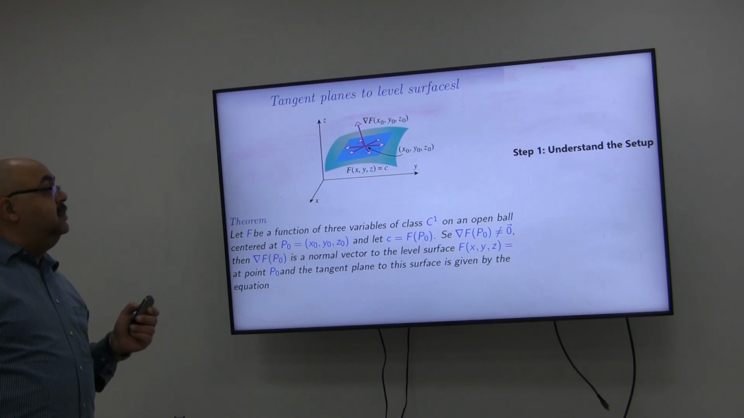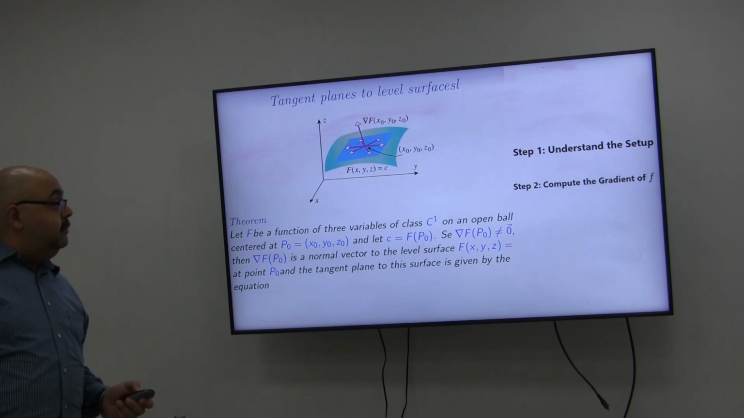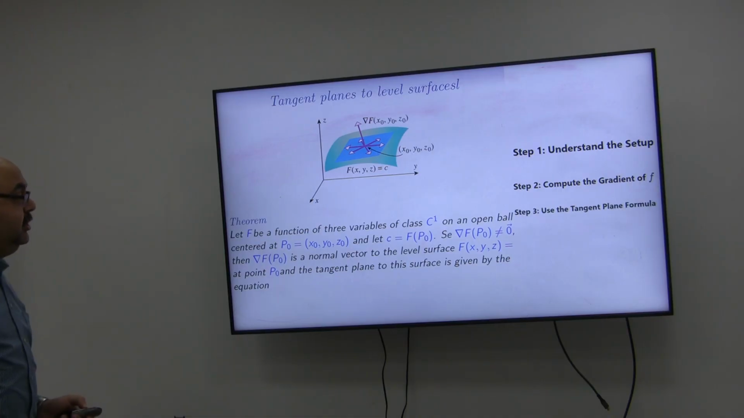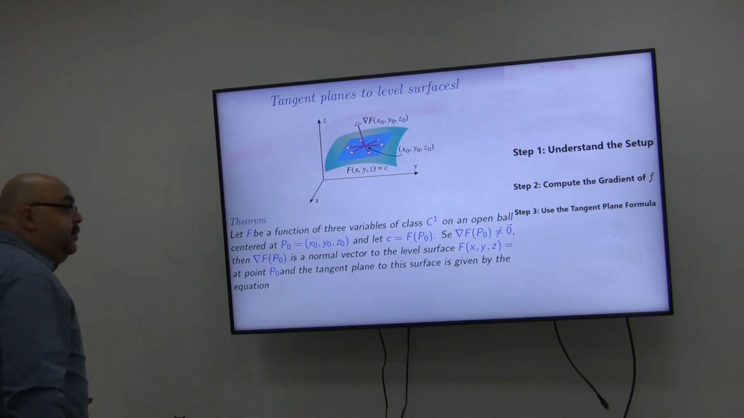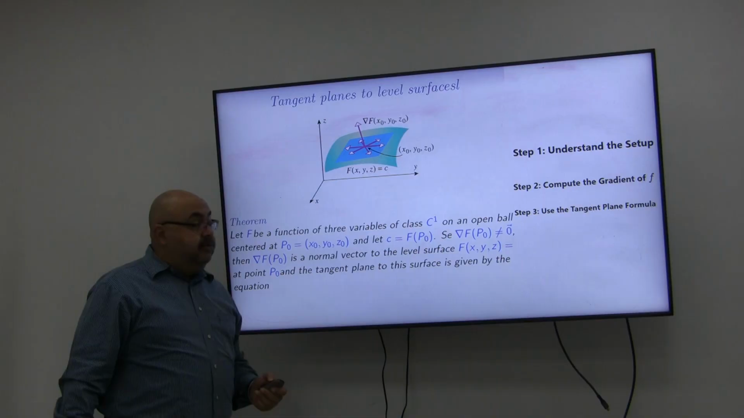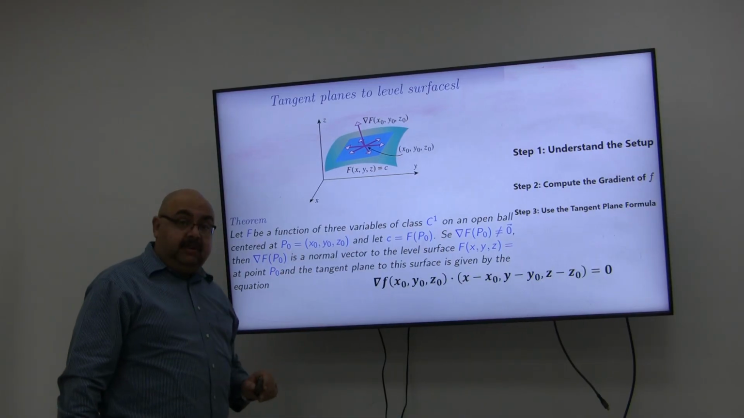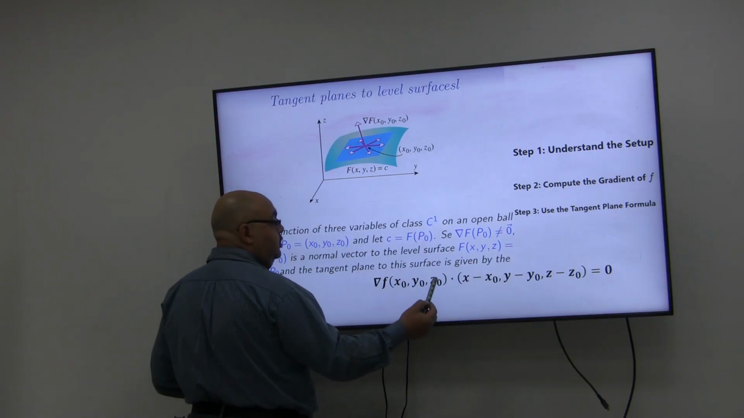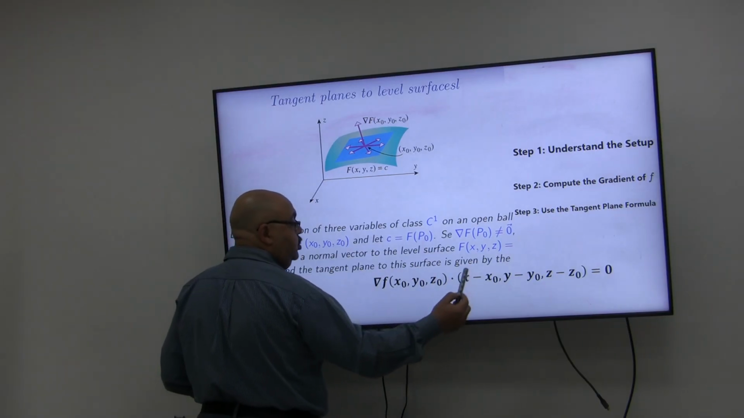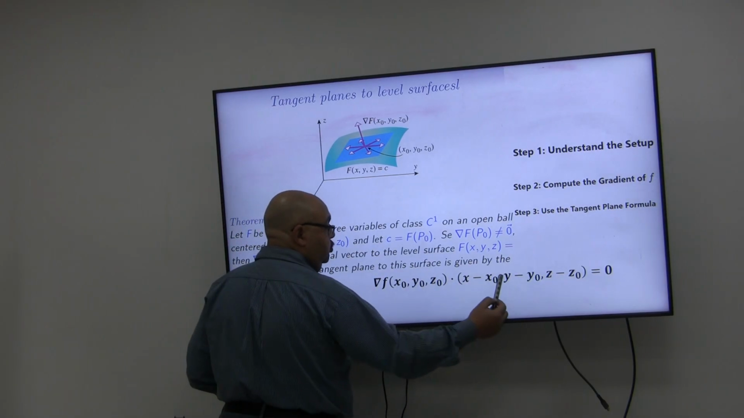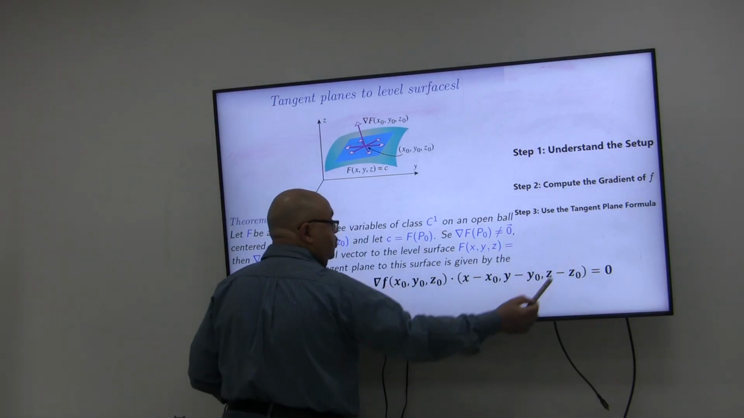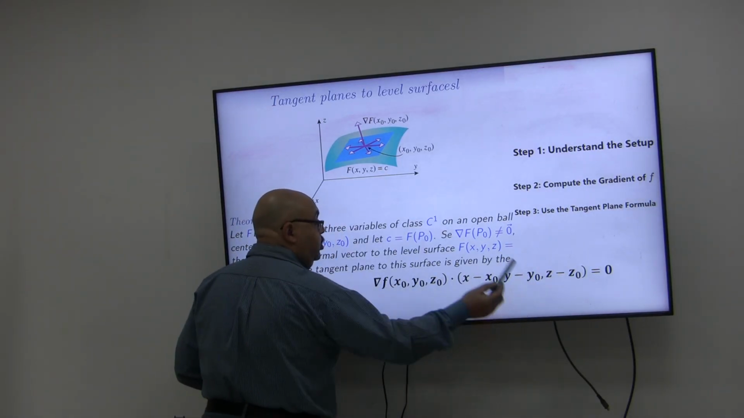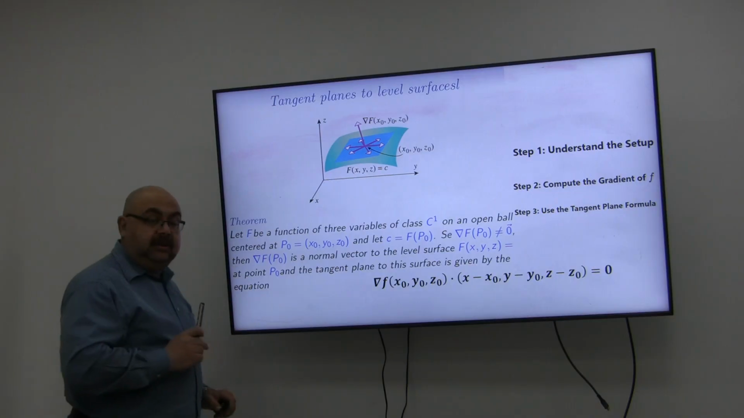Step number 1, understand the setup. Step number 2, compute the gradient vector of F. Step number 3, use the tangent plane formula that you will see, which is really very simple. The gradient vector of F at (x naught, y naught, z naught) dot the position vector (x minus x naught, y minus y naught, z minus z naught) equals 0. That's the equation of the tangent plane at a certain point.